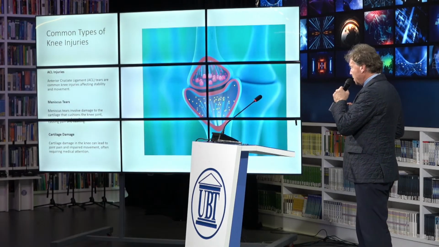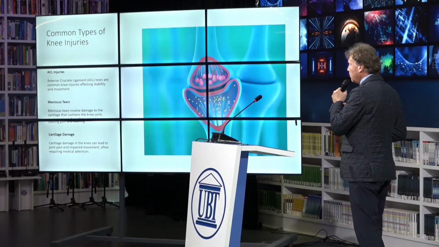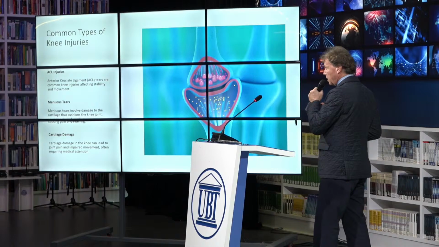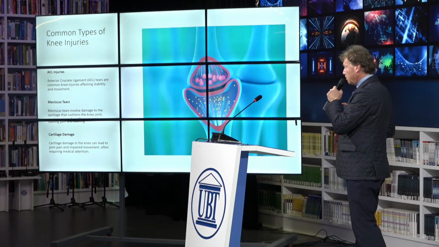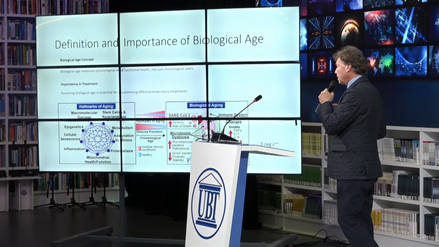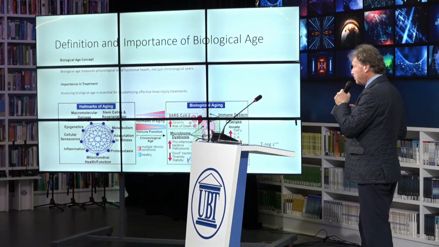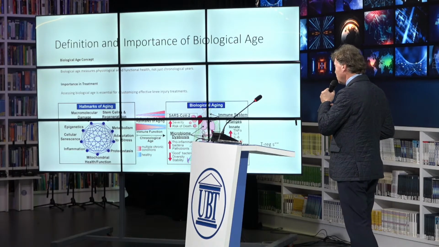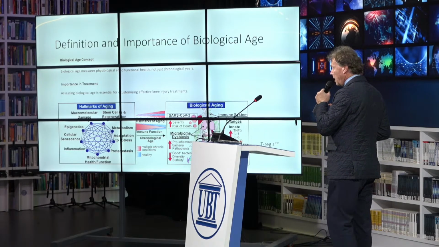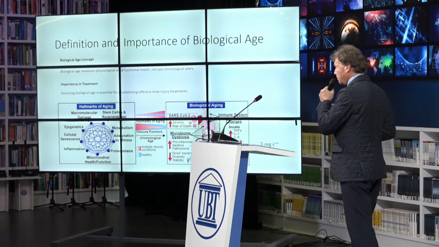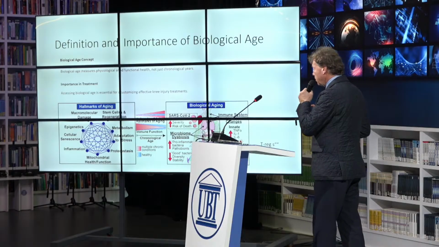When we want to understand the knee injury, we have to focus on the ligaments and also on the kind of the meniscus anatomy. The meniscus anatomy is very much involved in the blood supply. We have different areas of the meniscus which we can address in a surgical way, but there's others which we have to resect. And the definition and the importance of biological age comes into play.